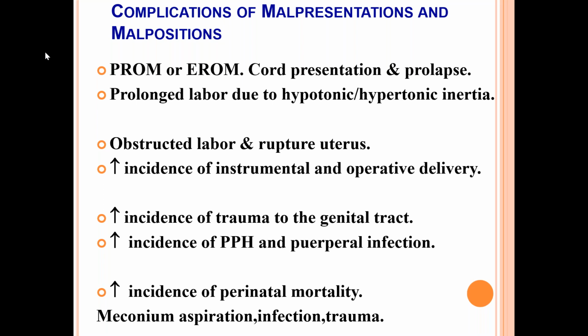Because in both malposition and malpresentation, the head is not well applied to the cervix, so there can be space. It will lead to cord presentation and cord prolapse. It can also lead to long labor due to hypotonic and hypertonic contractions, obstructed labor, or ruptured uterus. There is increased incidence of instrumental and operative delivery, trauma to the genital tract, postpartum hemorrhage and puerperal infections, and increased chances of perinatal mortality, meconium aspiration and infection.